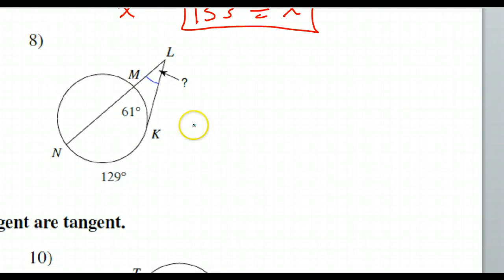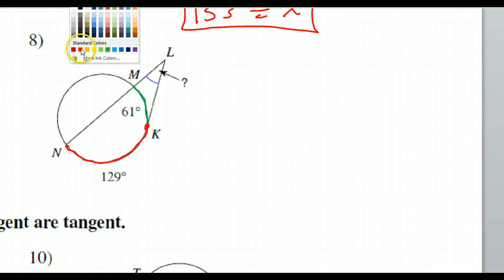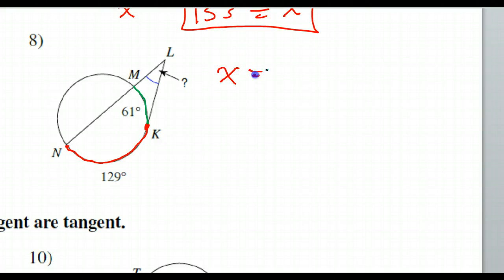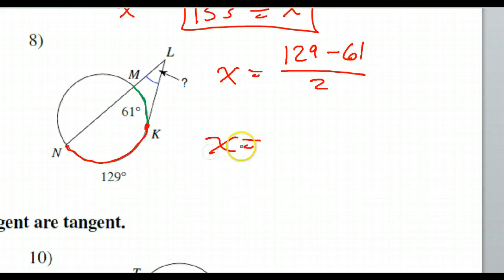So let's go ahead and do number 8. Get this done. Point of tangency. So there you go. Here is the big arc. Here is the small arc. They gave us both of those. So we will just do angle equals big arc minus small arc divided by 2. Easy peasy.